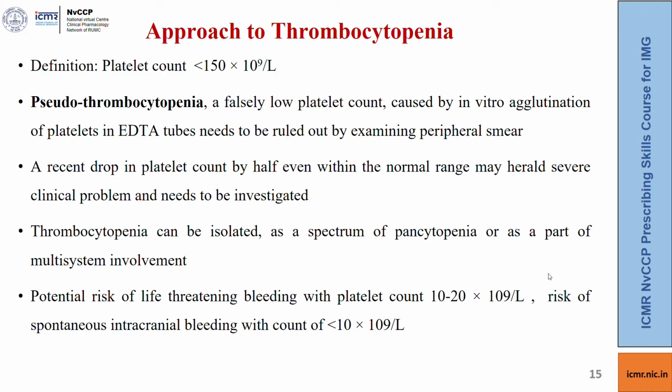Thrombocytopenia is defined as a platelet count of less than 1.5 lakhs per microliter. Pseudothrombocytopenia, a falsely low platelet count, can be caused by in vitro agglutination of platelets in EDTA tubes and needs to be ruled out by examining the peripheral smear. A recent drop in platelet count by half, even within the normal range, may herald a severe clinical problem and should be investigated.